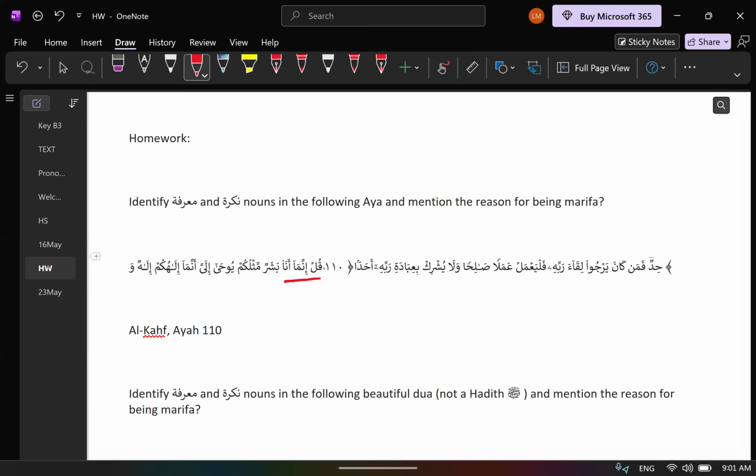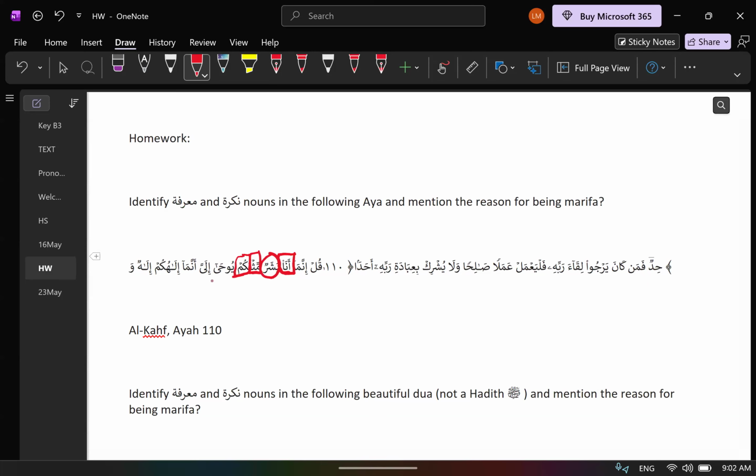So I think the first one is ana, which is marifa. I will put a box around marifa, and a circle around nakira. So ana is marifa, basharun is nakira. Continue. And mislukum, because kum is there, it is marifa. So kum is marifa, and that makes mislu also marifa. Then the next one, ilahukum. Again the same reason, marifa.